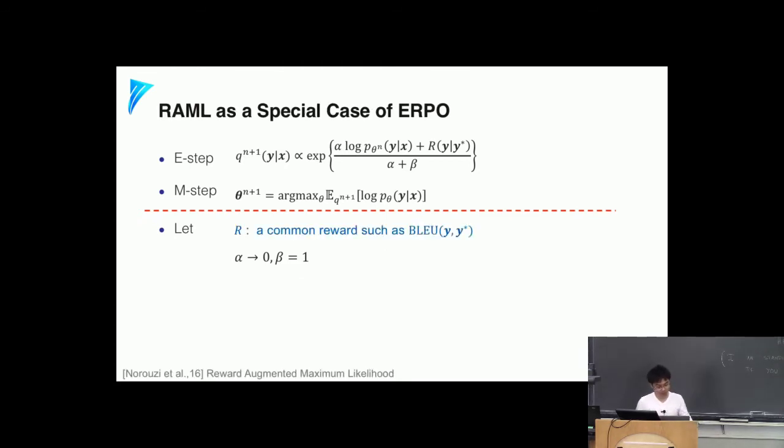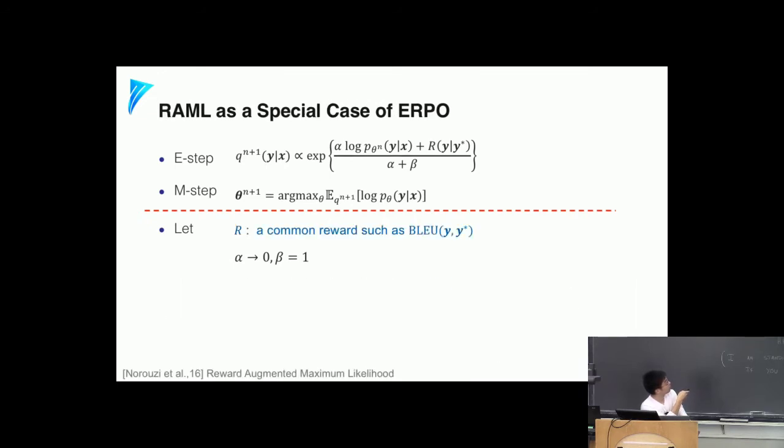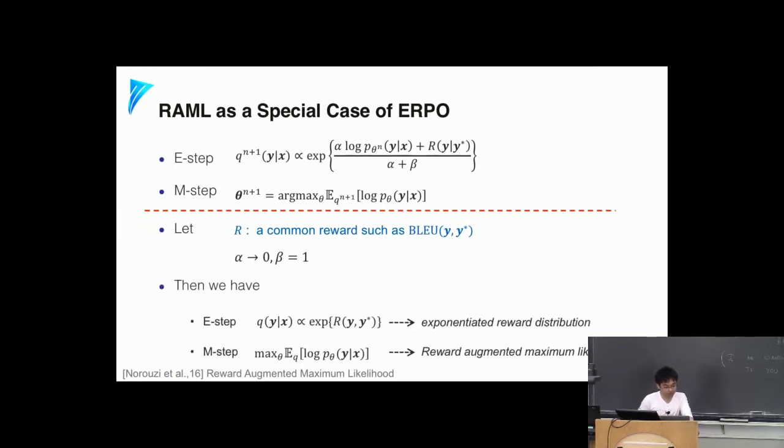Okay, so let's move on to the second method, RAML. How should we recover RAML within this framework? You can see that, different from MLE, the only difference is this reward function. Here we set the reward function to be a common reward, such as the BLEU score between a sample and the ground truth. And we keep the two hyperparameters the same, alpha equals 0 and beta equals 1. And then we get this.